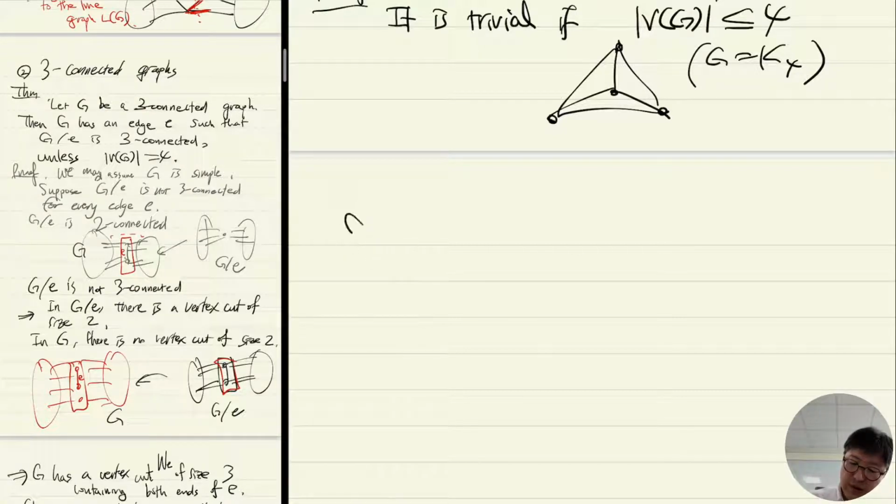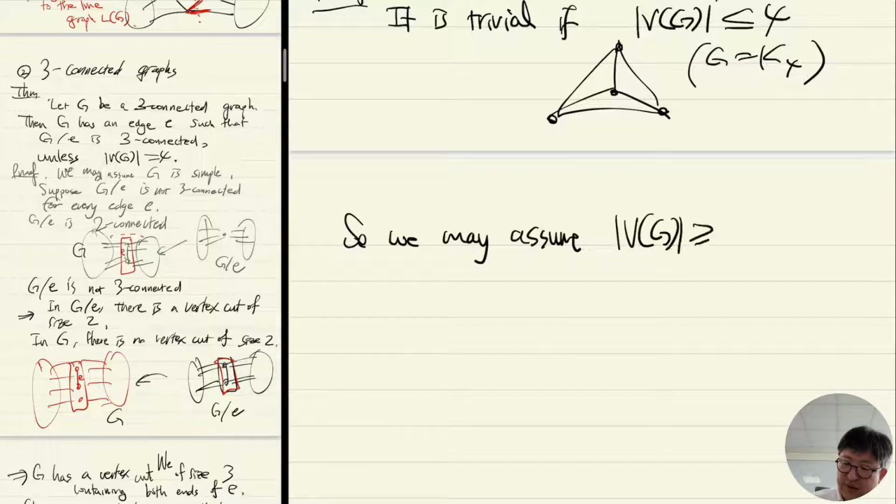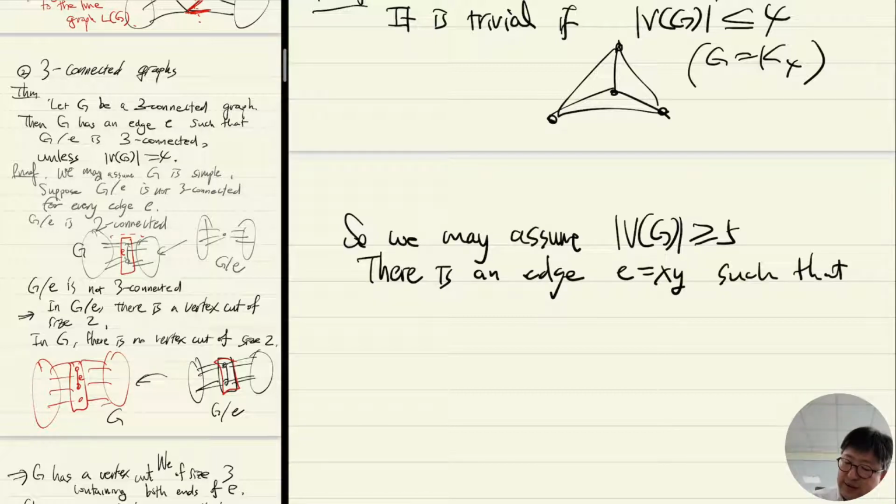So yeah, we may assume the number of vertices is at least 5, and there is an edge E, let's say the ends are x and y, such that G contract E is reconnected. Okay.